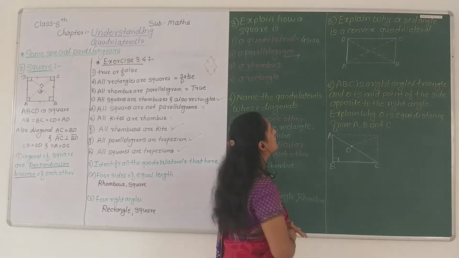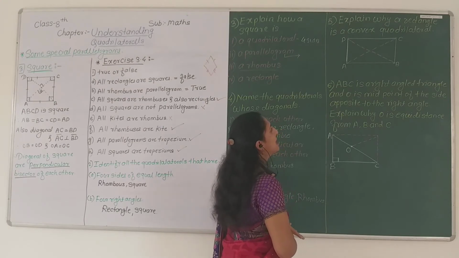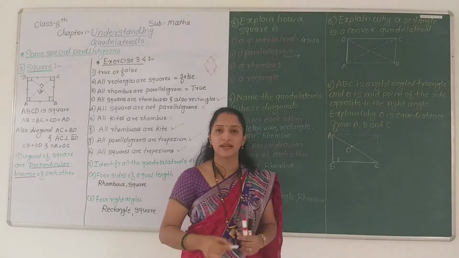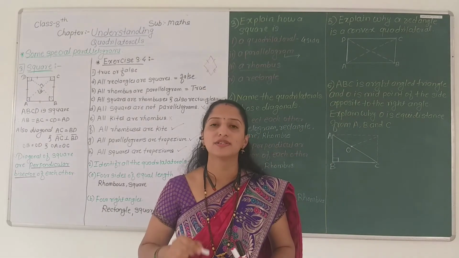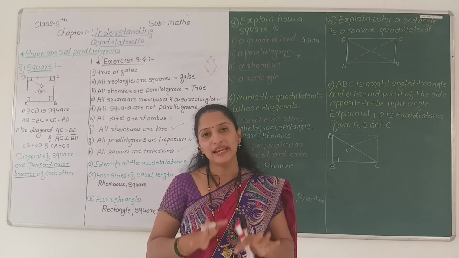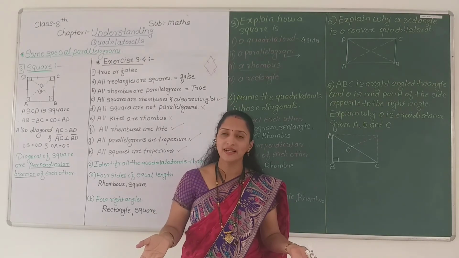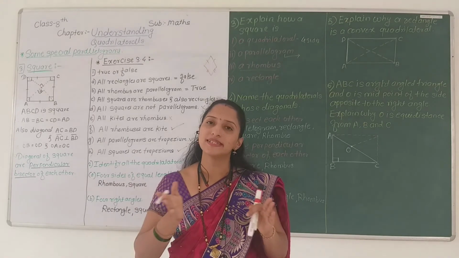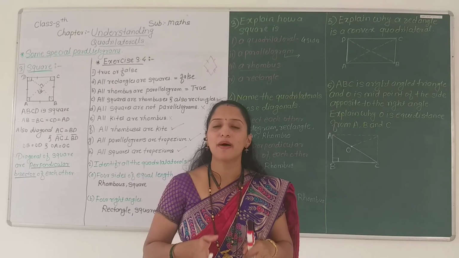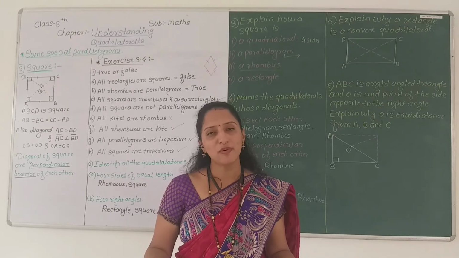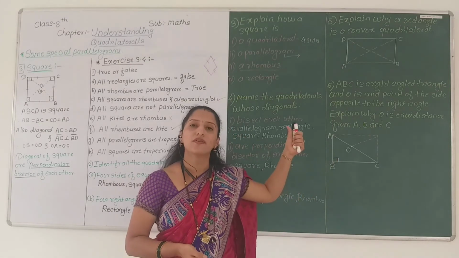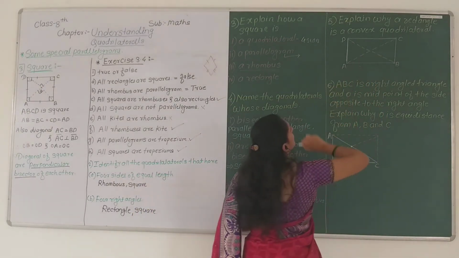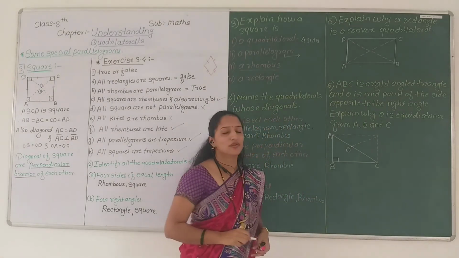Look at this rectangle ABCD. AC and BD are diagonals of the rectangle, and both the diagonals lie in the interior part of the rectangle, right? According to the definition of convex polygon, if the diagonals lie in the interior part of that polygon, then it is a convex polygon. Here diagonals of rectangle lie in the interior part, so therefore rectangle is a convex quadrilateral.